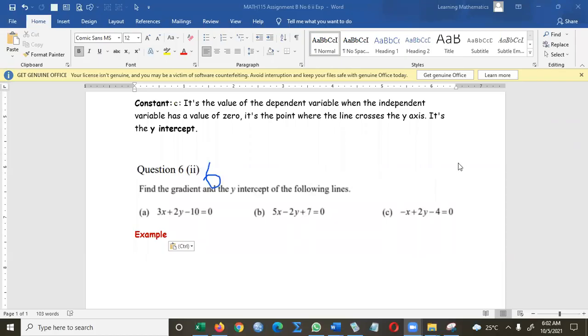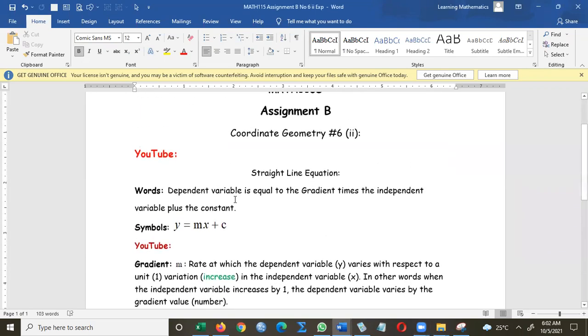Yes, so here now we're going to demonstrate assignment B number 6 part 2, which says to find the gradient and the y-intercept of the following lines. As you can see, these three equations are not in the form of y is equal to mx plus c. For you to identify the gradient and the y-intercept, the linear equation must be written in the form y is equal to mx plus c, meaning y must be the subject of the formula.